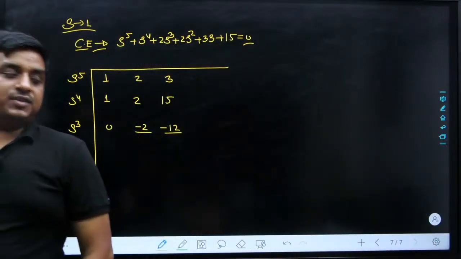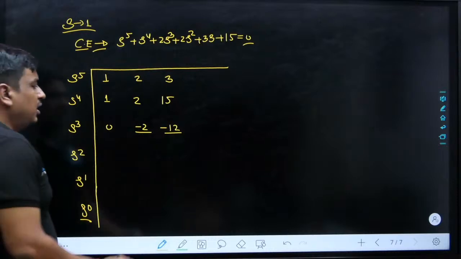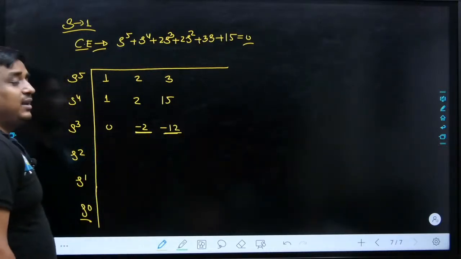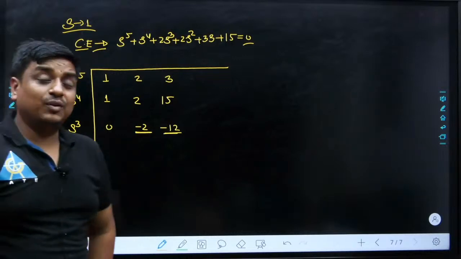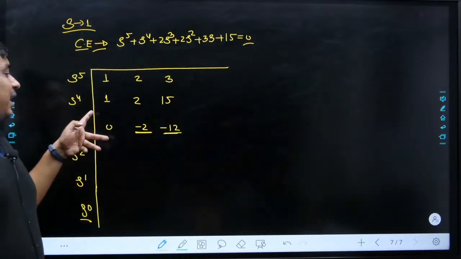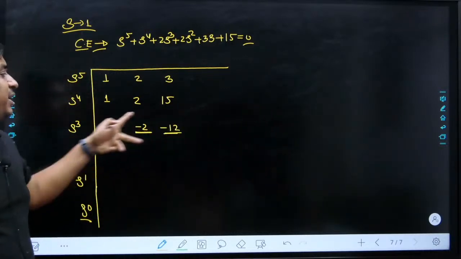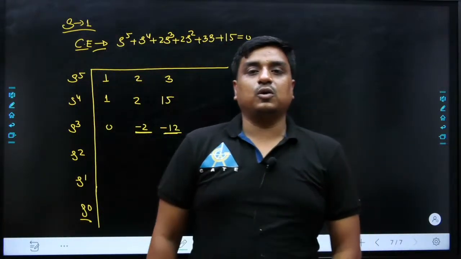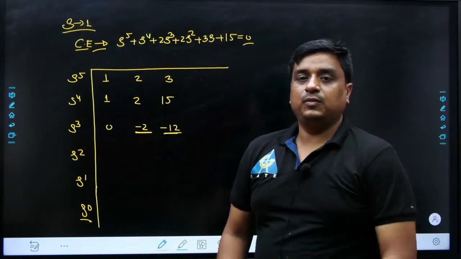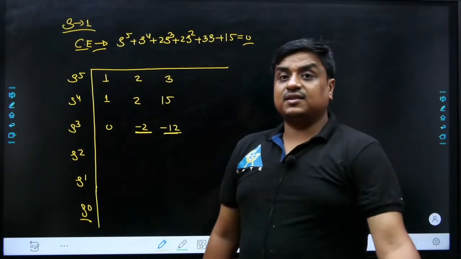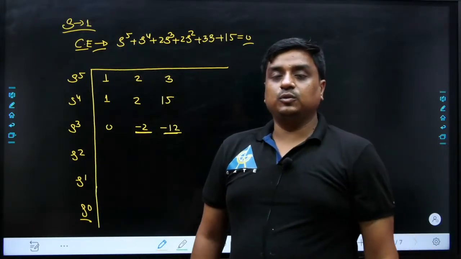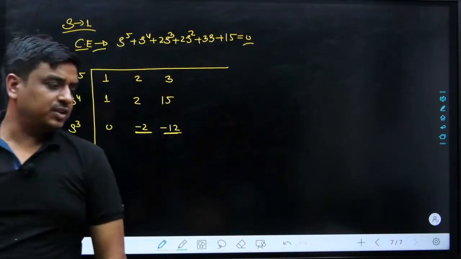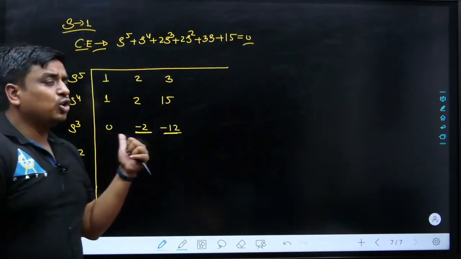Try to understand in this way. Can I take 2 common out of this row? I wanted to ask from each one of you, can I take a common factor from a complete row or not? If the answer is yes, write yes. If the answer is no, write no. Can I take a common factor and can I remove that common factor? Yes, I can remove the common factors.